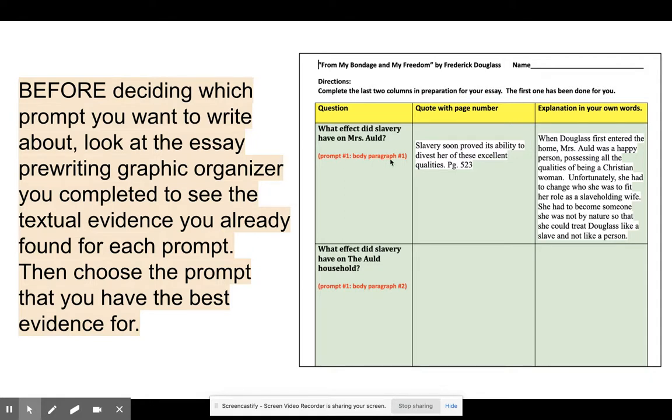So this first one here was from prompt number 1, body paragraph number 1. This one here was for prompt number 1, body paragraph number 2. Okay. So if you completed this and you completed it correctly, you already have the basis or the ingredients for your essay. You just have to go through and choose which one. So I would look at this graphic organizer and then the ones that you have the best evidence for that you think is correct and you have a detailed explanation, that's the one I would choose to write.